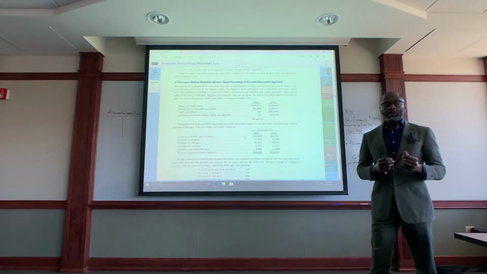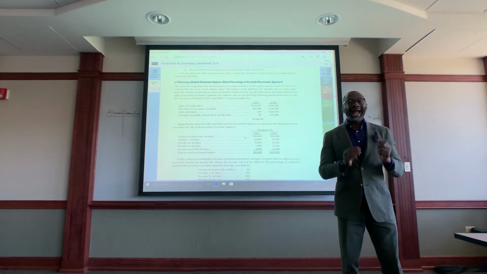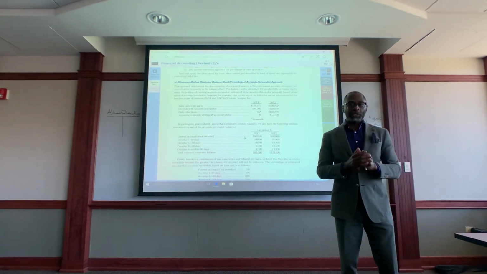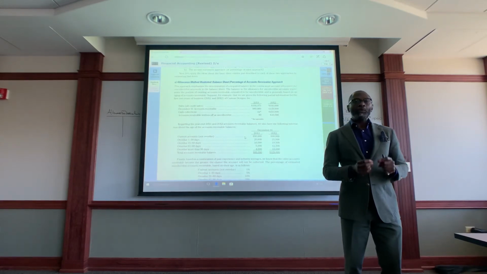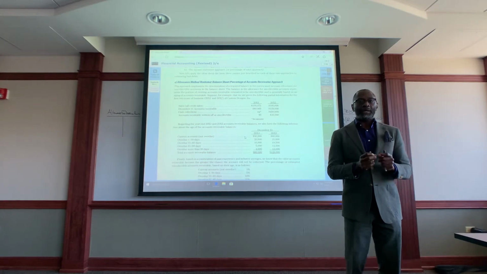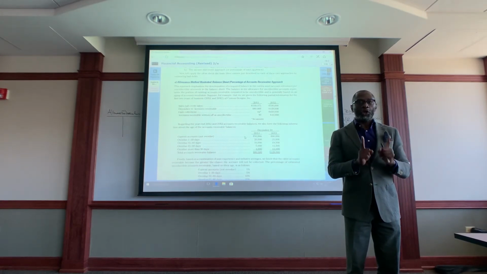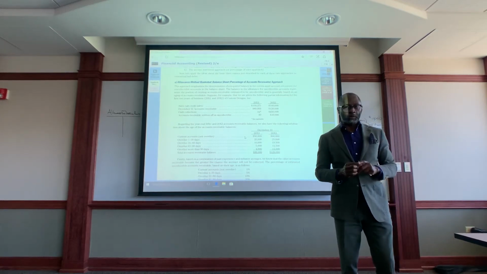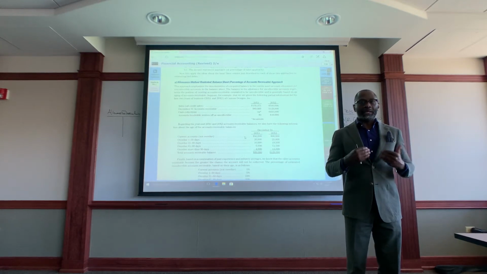Now pay attention. When we do the allowance method under GAAP, we have to do what's called an aging of our accounts receivable. Now, what does that aging of accounts receivable give us?